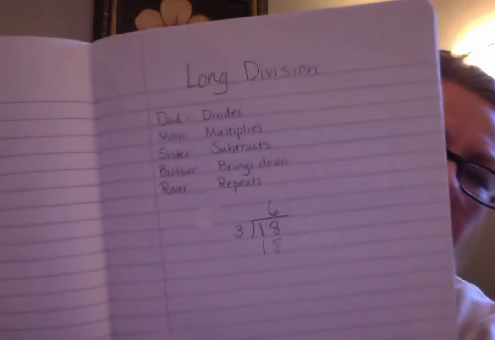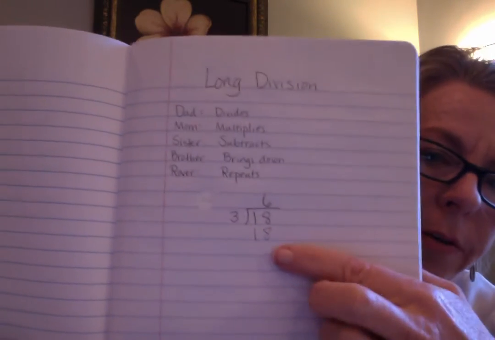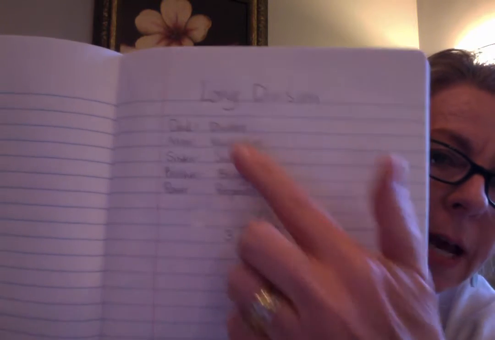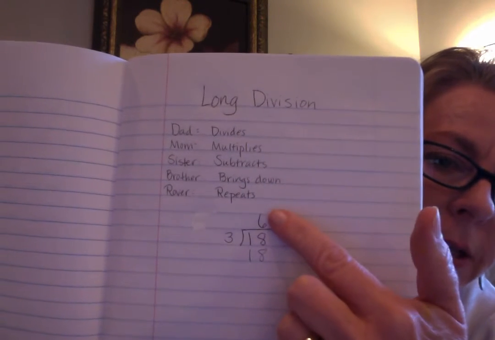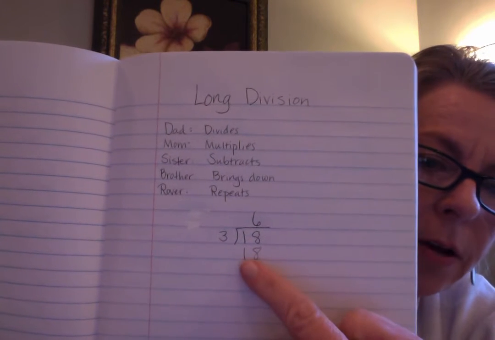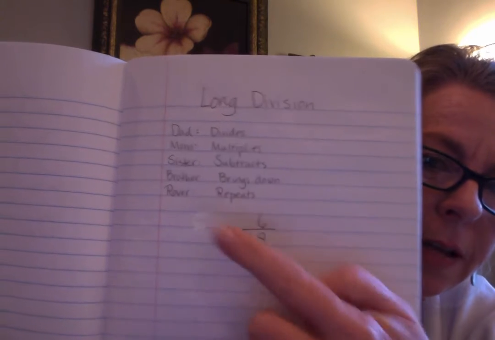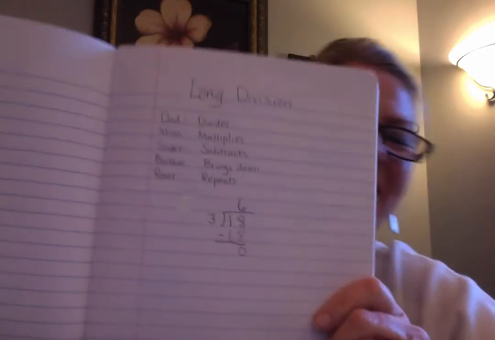Okay, so this is how we do division, not just with our memorized facts, but with long division, we do it this way. Okay, so dad divided. He did 18 divided by 3. He got the answer 6. Mom took that answer, multiplied it by the divisor, and wrote it right here. Okay, so now sister comes up and she's going to subtract 18 minus 18. Wow, that's a tough one, right? And your answer is 0.